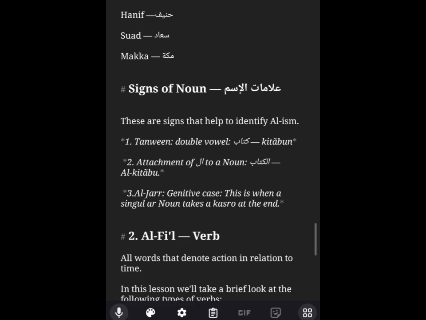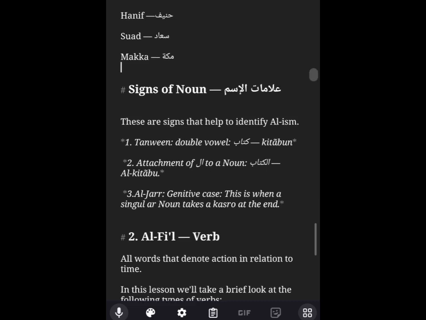Attachment of al to a noun. If you go back to lesson 1, we talked about Shamsiyya and Qamariyya letters, and we said they are defined due to the attachment to al, and al means "the" in Arabic. So it's only a noun that has these characteristics. It's only a noun that can be added to al. A verb will never do that, nor will a particle, al-harf. A noun definitely will attract the attachment of al to itself.